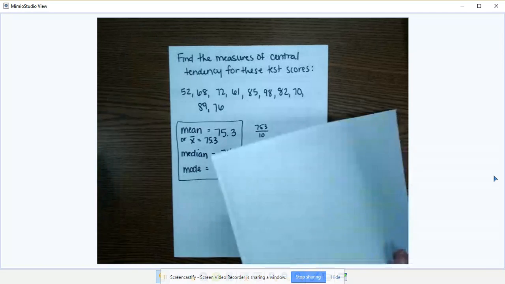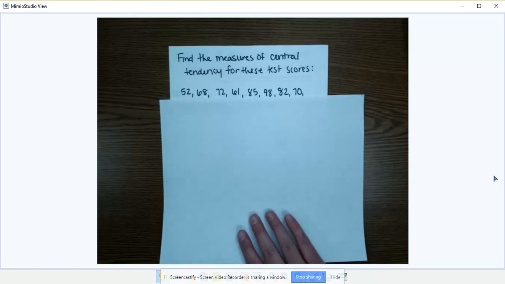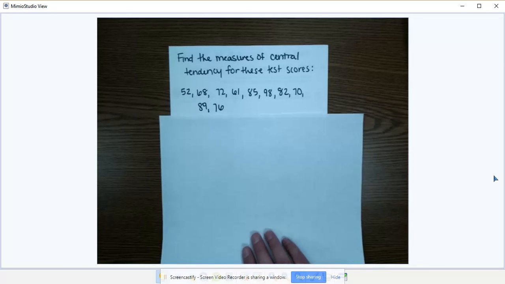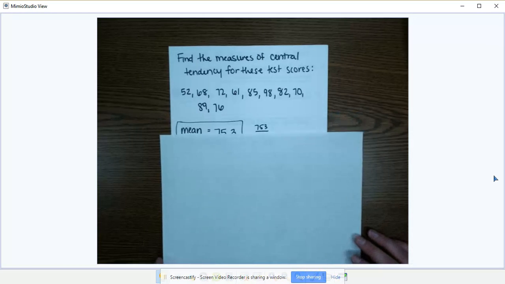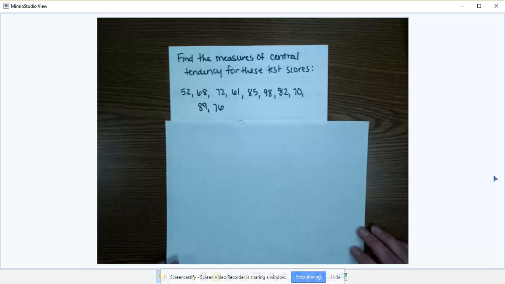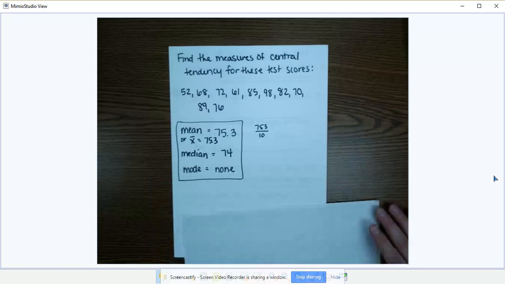Okay, so if we need to find the measures of central tendency for these test scores, that just means that we have to find the mean, median, and the mode for these scores. So first of all, we need to make sure in order to find our median that we put them in order. So you can do that on your own paper, but I did go ahead and calculate all of these.